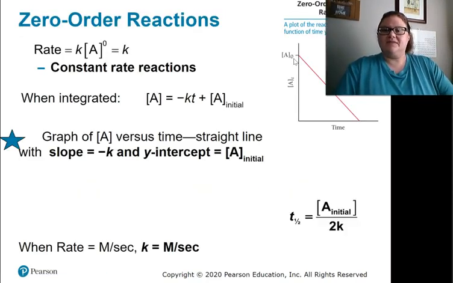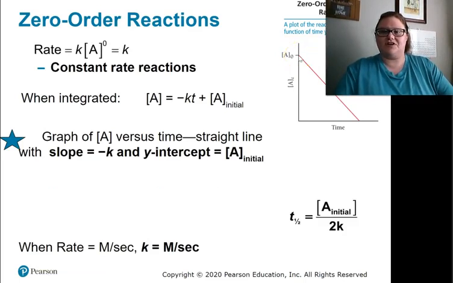Oops, sorry about that. That's our initial. That's what that 0 means at that point. So we're starting at a very high concentration on this graph. It's very high up on the y. And then over time, we have that negative slope. But it's constant the whole time.